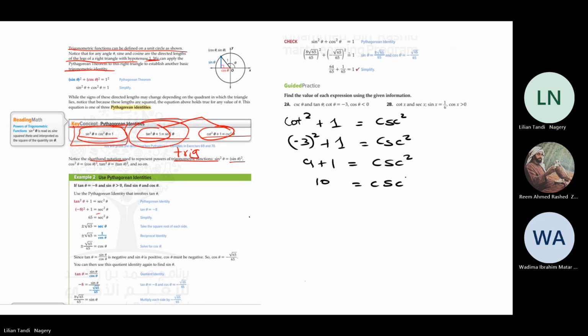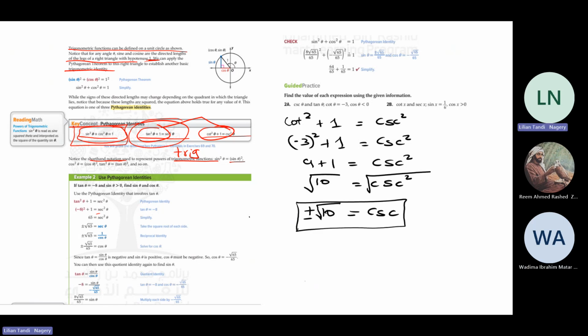Now take the square root of both sides. We will have cosecant theta equals plus or minus square root 10. Only cosecant, not cos. Now we want to get tan. We already found cosecant. This is our first answer. Now we want to get tan. Continue.